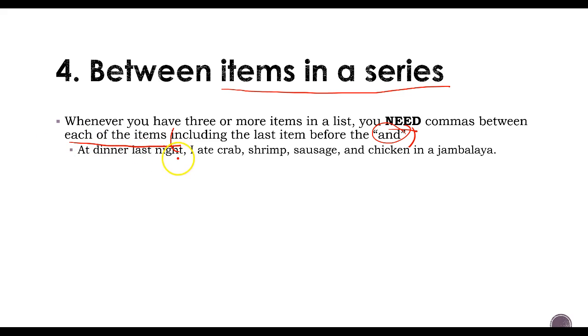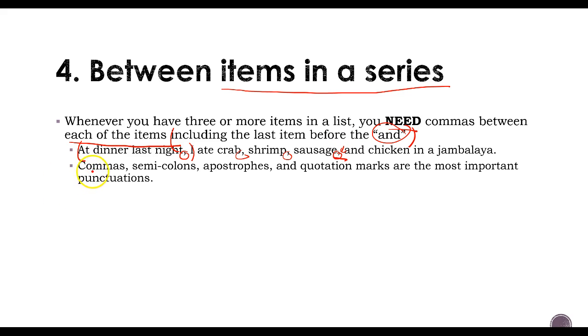At dinner last night, and actually here's an introductory phrase, which is why we have a comma here. At dinner last night, I ate crab, shrimp, sausage, and chicken in a jambalaya. So here we have items in a series, crab, shrimp, sausage, and chicken. We put commas between each of the items, including the last item before the and. So always make sure you include that comma as well.